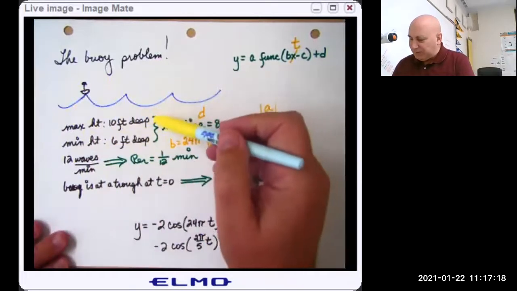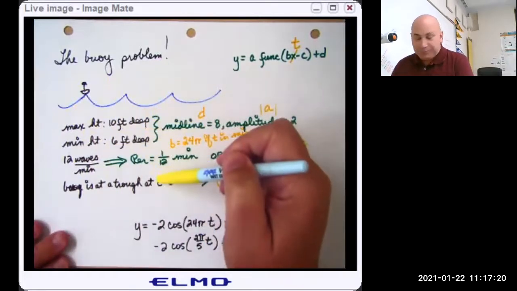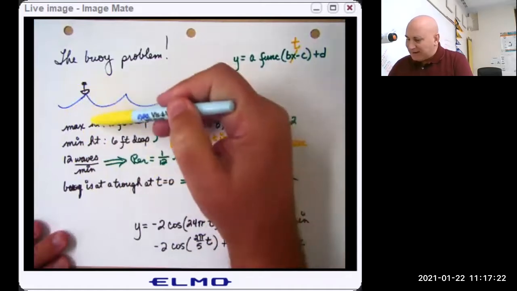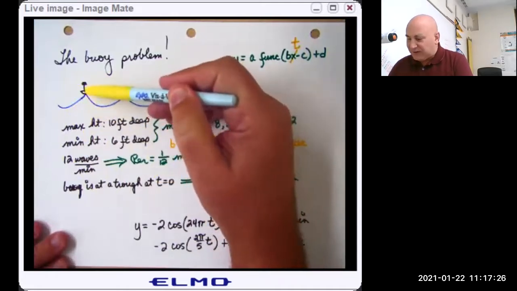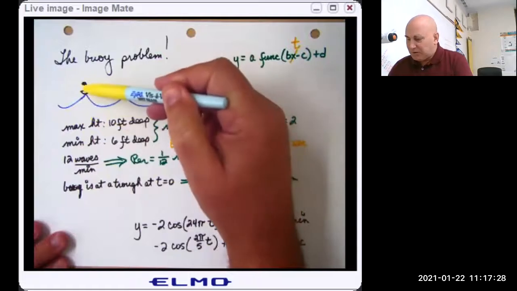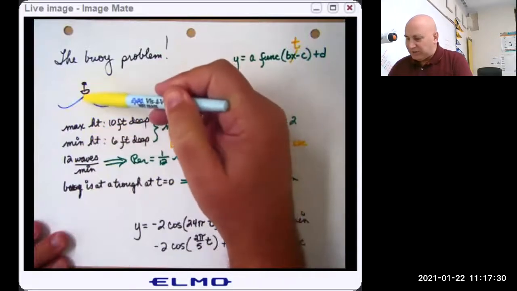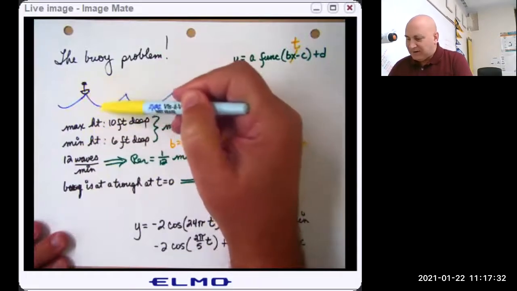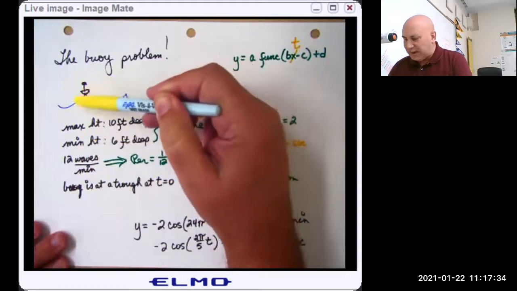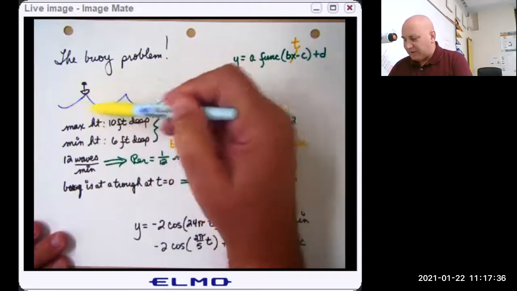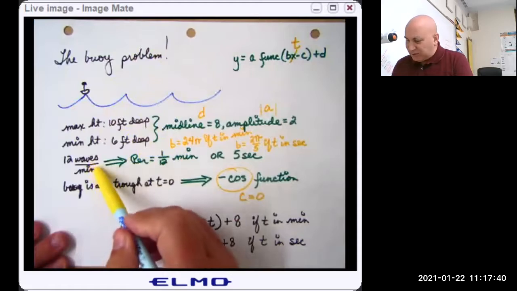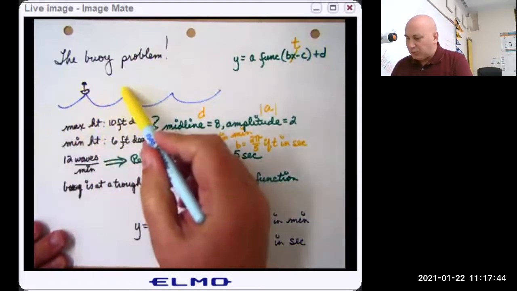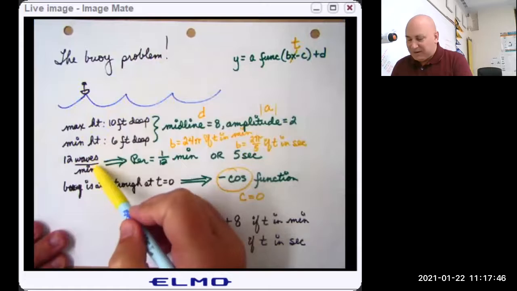I'm giving you this information that's in black. The max height of the buoy above the bottom of the ocean is 10 feet. The minimum height is 6 feet. So up here it's at 10, and when this wave moves on and it's in the trough, it's at 6 feet. And I'm telling you, there are 12 waves per minute. So 2, 3, 4 per minute.